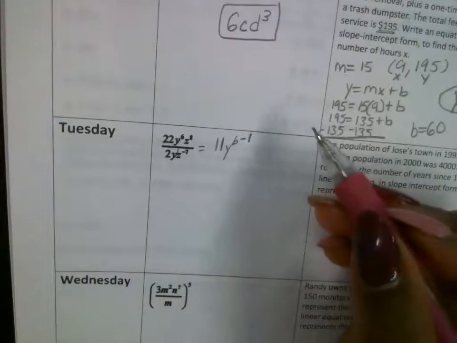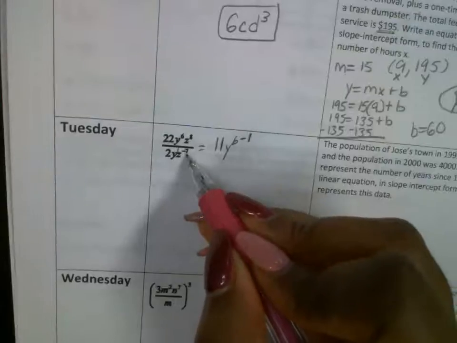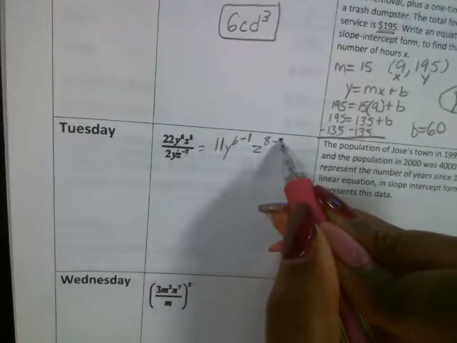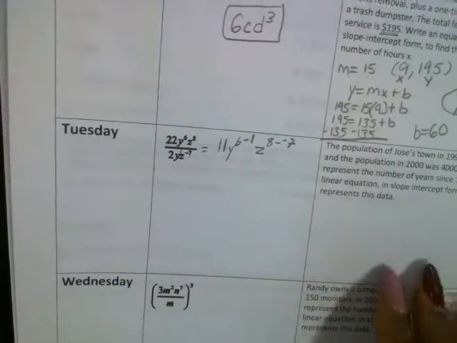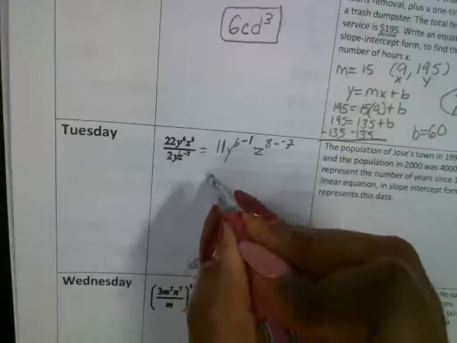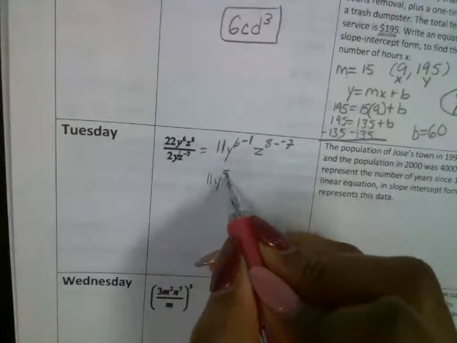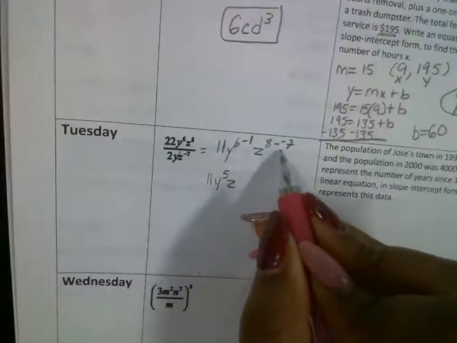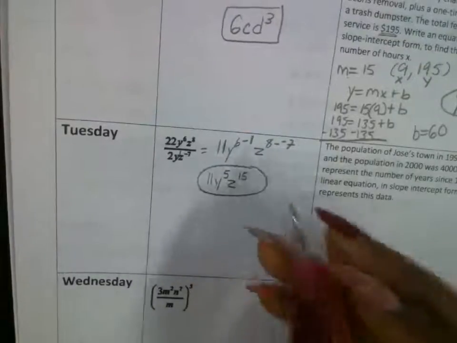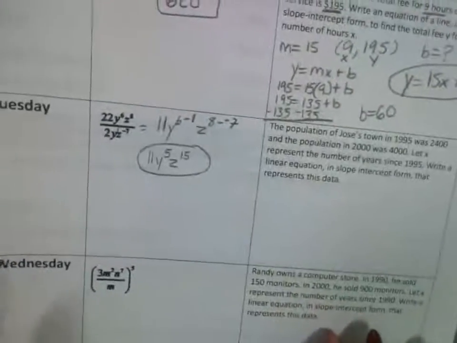Then we have the z's. It's z to the 8 and z to the negative 7. So we have 8 minus negative 7. When we simplify, this gives us 11 y to the what power here? 5th. z to the what power here? Raise your hand if you got that right. Excellent.